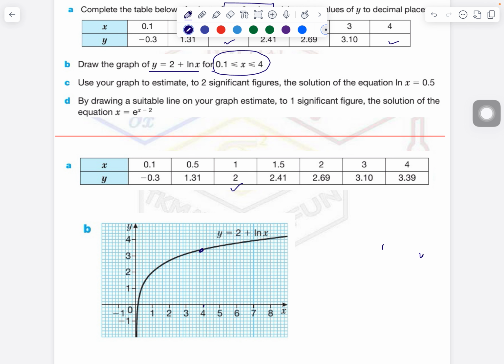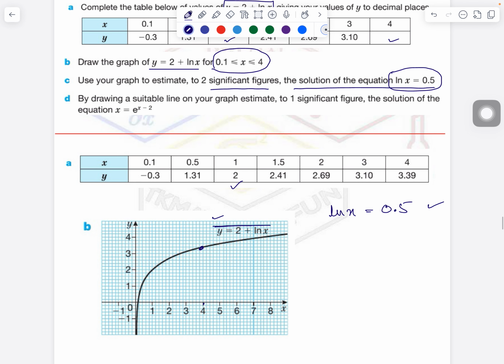Use your graph to estimate, to two significant figures, the solution of this equation. Now this is something new for you, because the question is saying use this graph, and this graph is representing y equals 2 plus ln x. So how can we make the connection? Let me copy down this question for which I have to find the solution. The technique here is that you try to change the given question into the form which you have already sketched. So what I will do is add plus 2 on both sides.